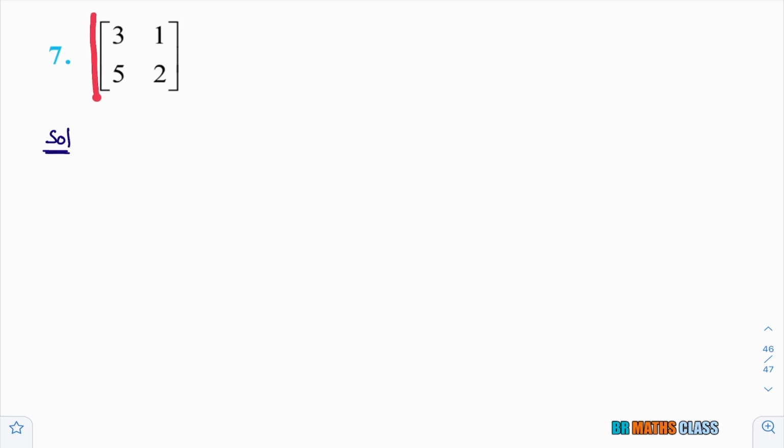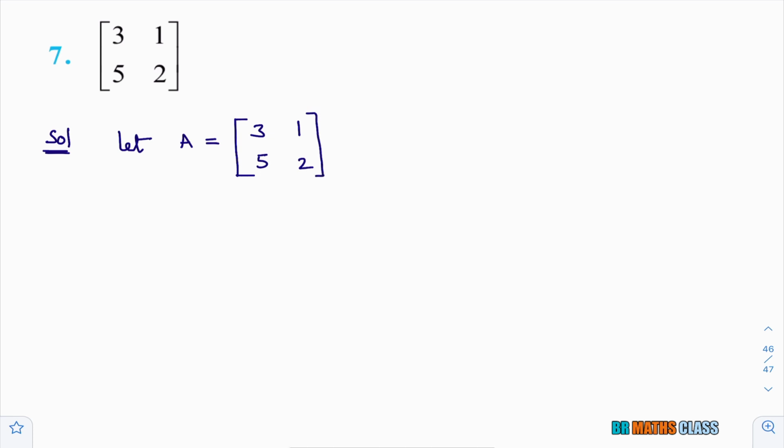We need to find the inverse of this matrix by using elementary transformations. So what I'll do, first I'll take the given matrix as A. You take the given matrix as A. What is A? The matrix A is 3, 1, 5, 2. What do you want to calculate? You want to calculate the inverse of this matrix.